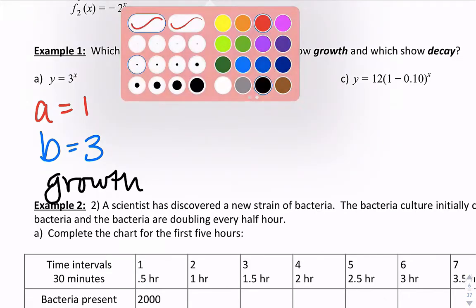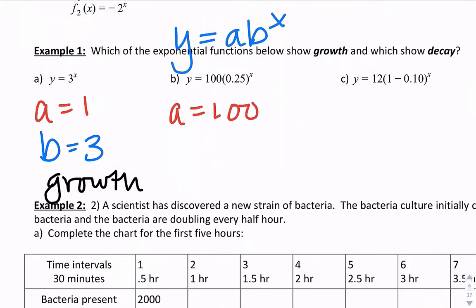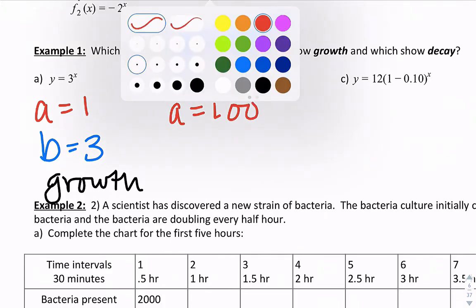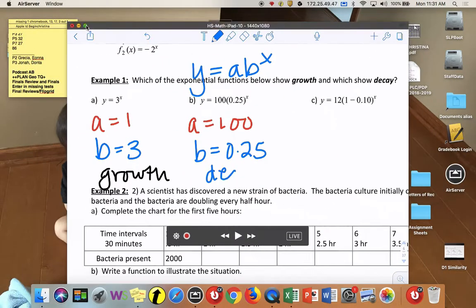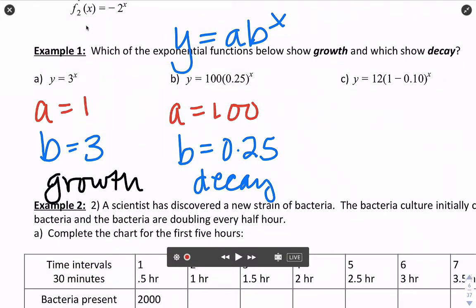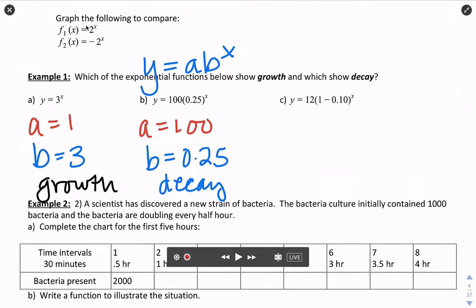Okay, the next one, the starting value, we're going to start with 100. But this is going to be decay. It's like dividing by 4 every time or multiplying by 1/4. So b will be 0.25. It's decreasing every time. So this is decay. And then our last one, the A value is 12.